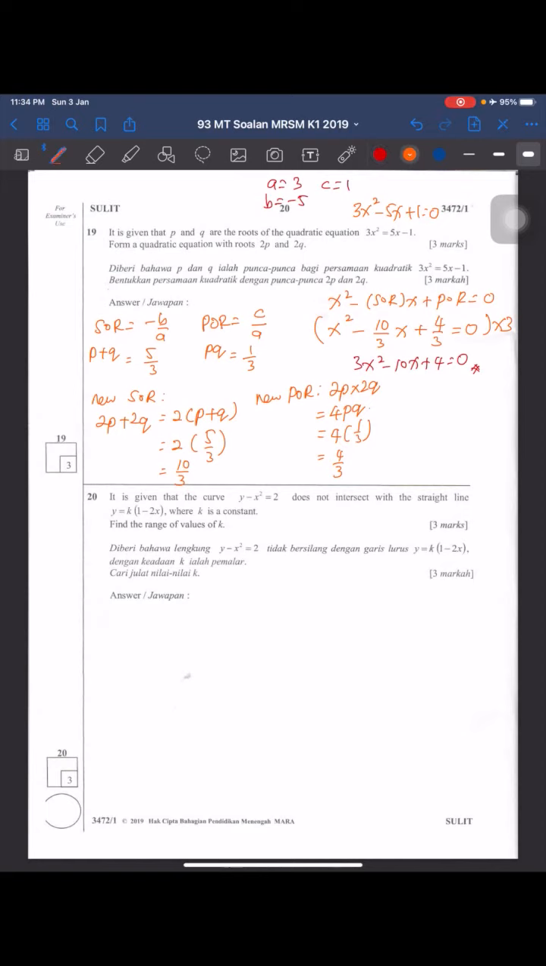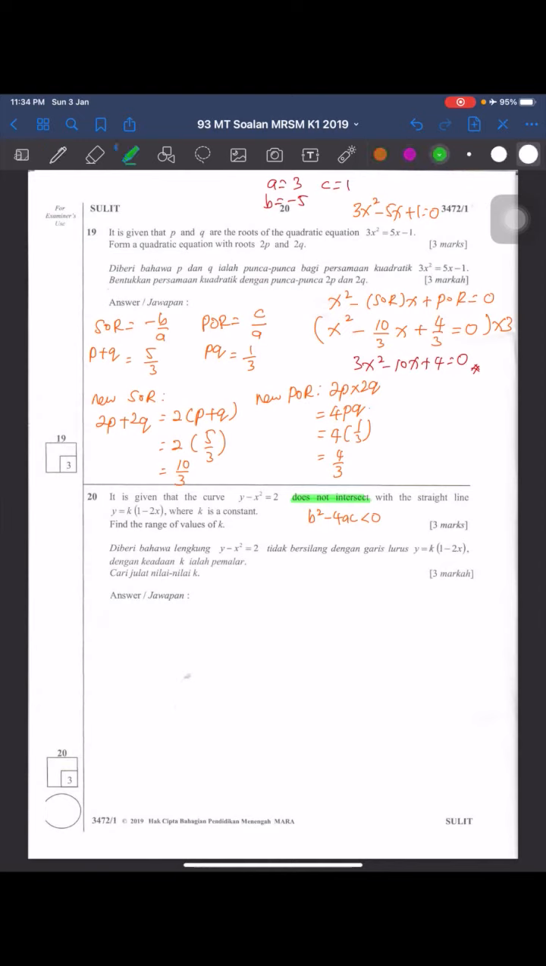Okay, proceed with number 20. It is given that the curve y minus x squared equals to 2 does not intersect. Okay, apakah maksud does not intersect? Okay, does not intersect, discriminant b square minus 4ac is less than 0. Okay, so kita ada dua equation di sini. So bila ada dua equation, biasanya kita akan substitute into each other.